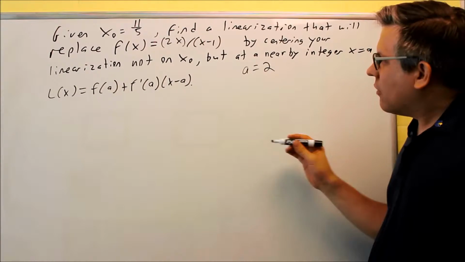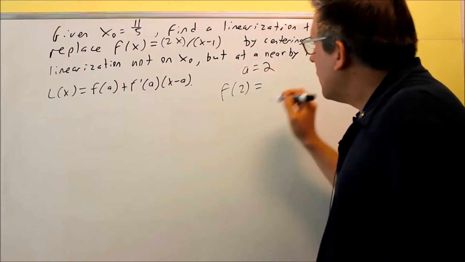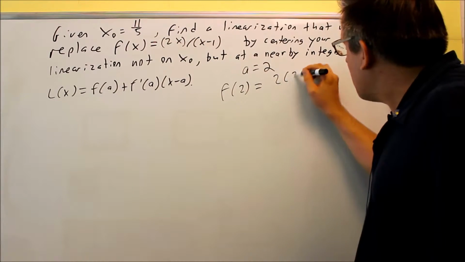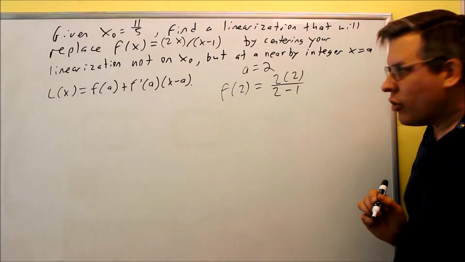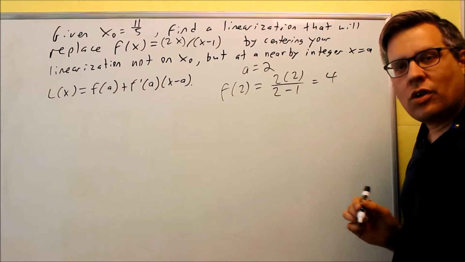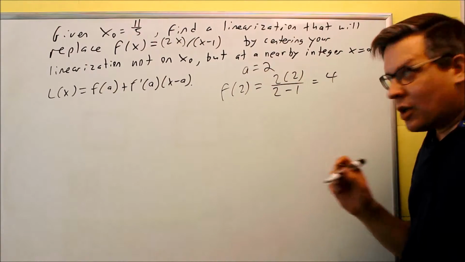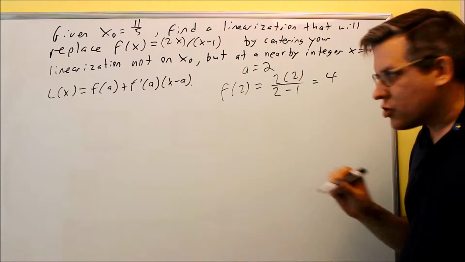And now I can find my f of a. So f of 2: I have 2x divided by x minus 1. So I have 2 times 2 on top, and then 2 minus 1 on the bottom. So I get 4 over 1. F of 2 is equal to 4. Next, I want to find the derivative. Because I have a division happening here, I have to use the quotient rule.